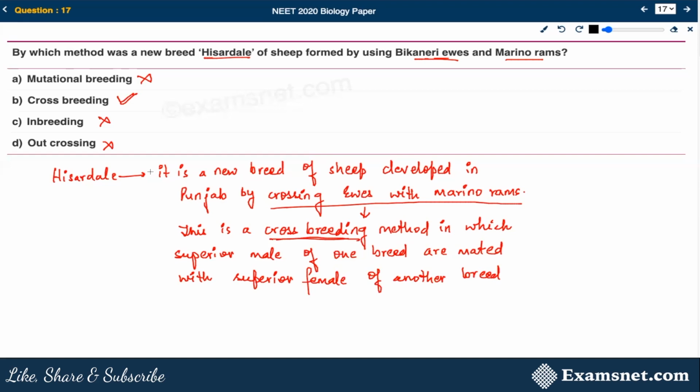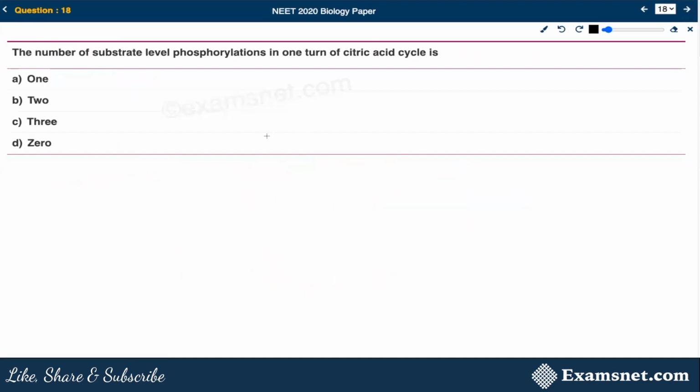Now, the next question, which is question number 18, says: the number of substrate level phosphorylations in one turn of the citric acid cycle. Substrate level phosphorylation basically means that the ATP which is being produced from the substrate is called substrate level phosphorylation. Let me tell you about the substrate level phosphorylation first.